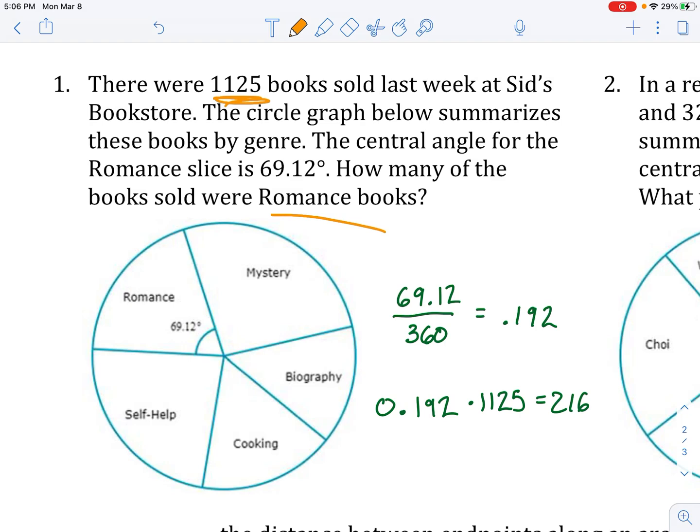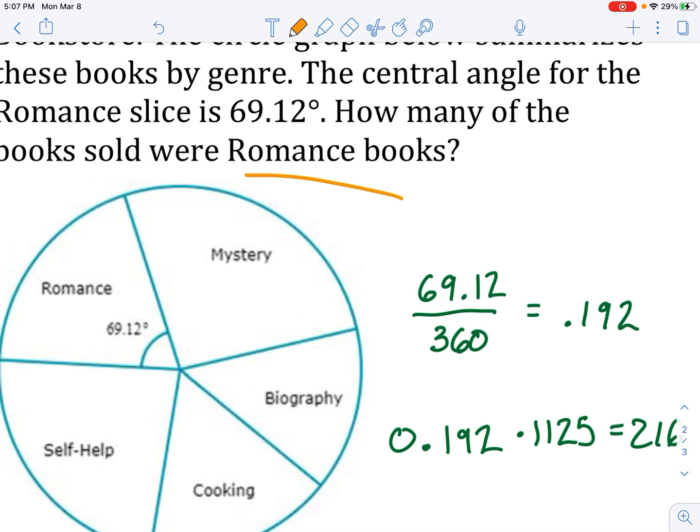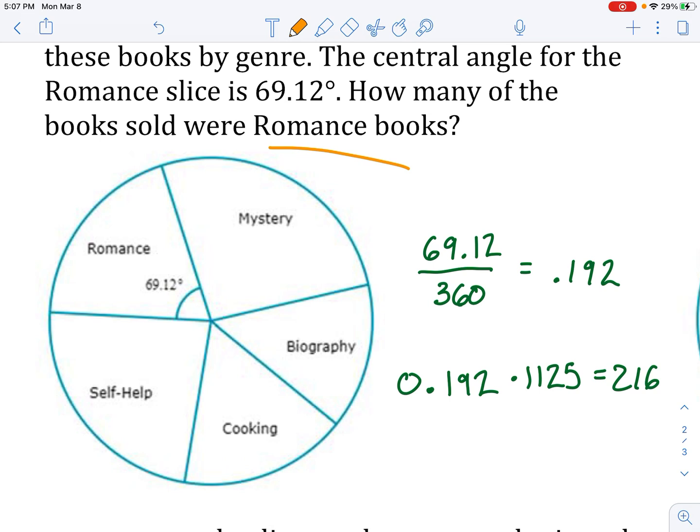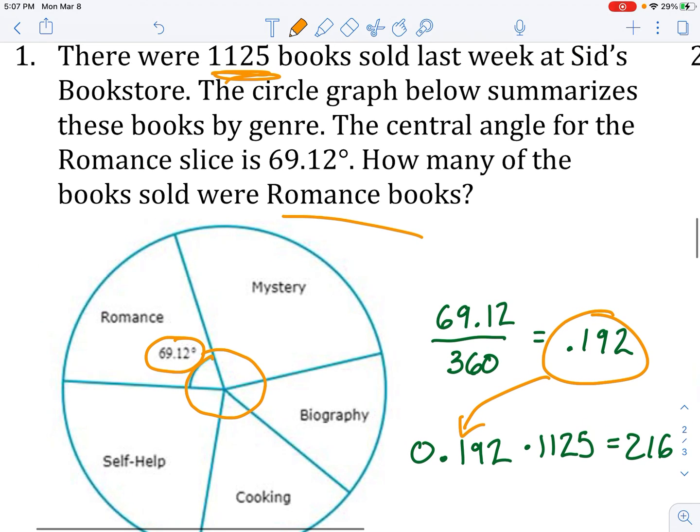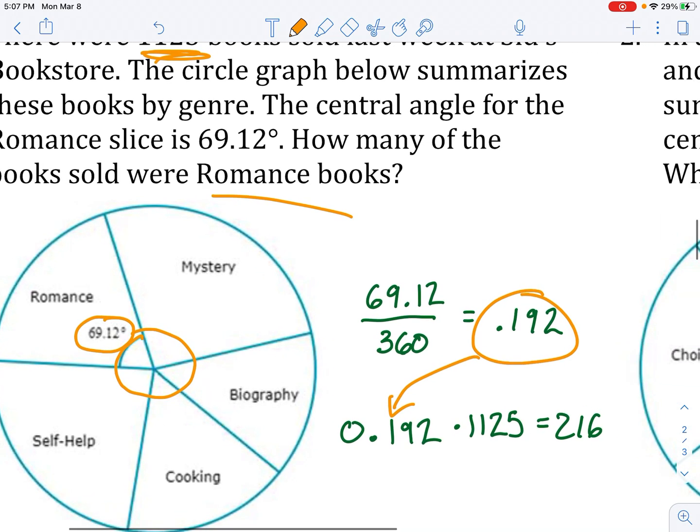It gets kind of tricky here, but we've got to think about it as a fraction. And specifically, I like to tell my class, think about it like if I was scoring one of your tests. If you had 69.12 out of a total 360, remember, because this is a circle, its total is 360 degrees. If you had 69.12 degrees out of that, you would be able to make a fraction, and that's what I did right here. So I made a fraction, and I simplified it to a decimal. Then I took that decimal and multiplied it by how many books were in the store. That was 1,125, and I got 216, and I'll label that books.